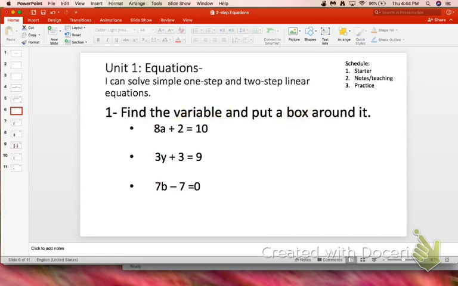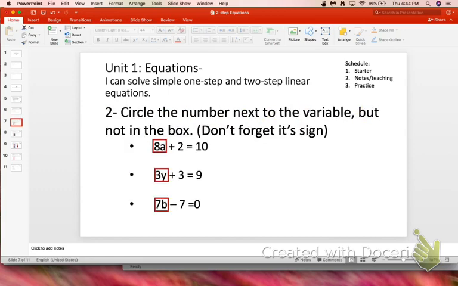All right, well, step 2. Now circle the number next to the variable, but not in the box with the variable. And don't forget its sign. So a lot of people, when they're doing this, will just circle the 2. No, no, no. I want you to circle the plus sign with the 2 because that tells me that the 2 is positive. We have a positive 3 on this problem and a negative 7 on this problem. Pause the video and get this down.